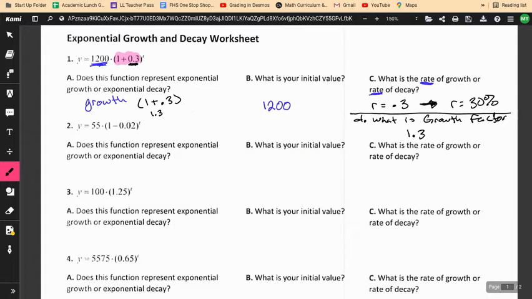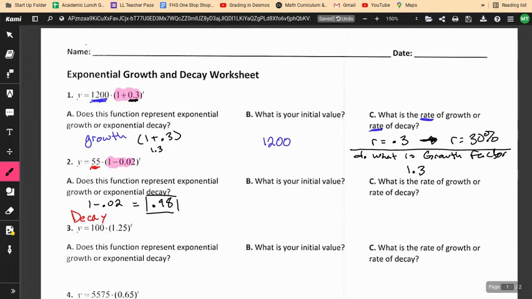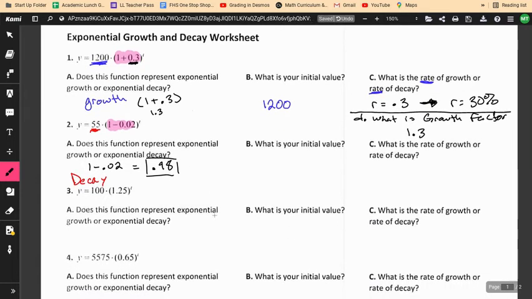Question 2. What does this function represent? Again, I'm looking at everything inside the parentheses. So I have 1 minus 0.02 now, which is equal to 0.98. 0.98 is between 0 and 1. So based on the rule we created last class period, that tells me that I have a decay. And then again, what's my initial value? I'm just looking at the principal amount, which is 55. So you can say P is equal to 55.